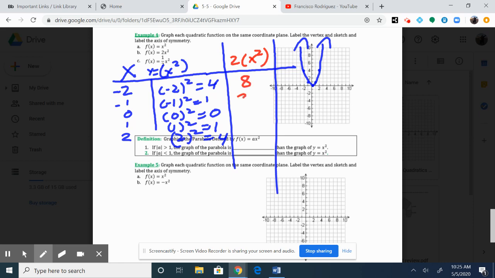Our 1 becomes a 2. Our 0 stays the same. Our 1 is a 2, and our 4 is an 8. So we graph that. We have -2 and 8, -1 and 2, 0 and 0, 1 and 2, 2 and 8. So if you notice, our parabola gets a little bit skinnier.